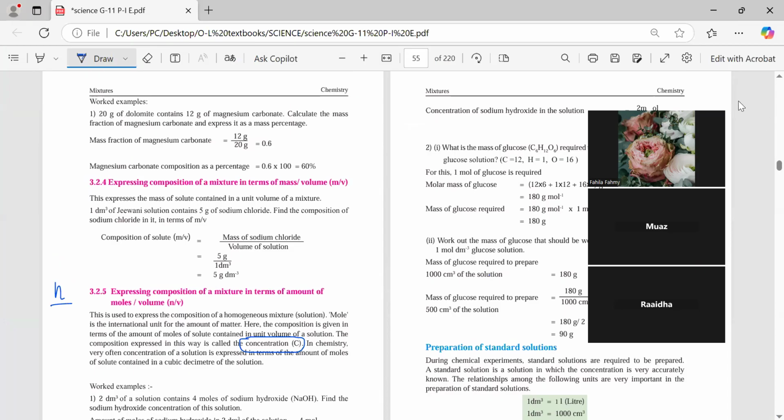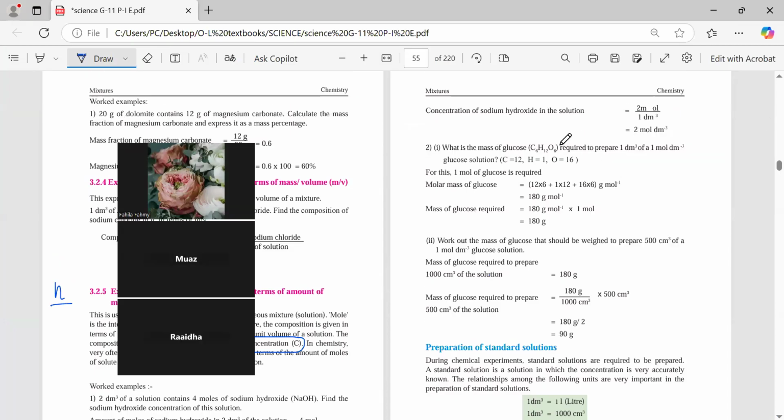Look at this. What is the mass of glucose required to prepare 1 cubic decimeter of a 1 M glucose solution? Now, it's a little bit of a twist here. Instead of reading this whole thing, moles per cubic decimeter, you can say it as capital M. We use capital M in chemistry instead of using this entire thing.